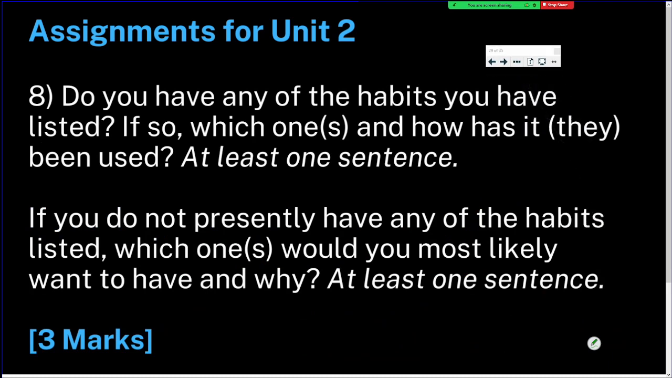Question 8, do you have any of the habits you have listed? If so, which ones and how has it been used? At least one sentence. If you do not presently have any of the habits listed, which one would you most likely want to have and why? I just want to make sure I had that question right.